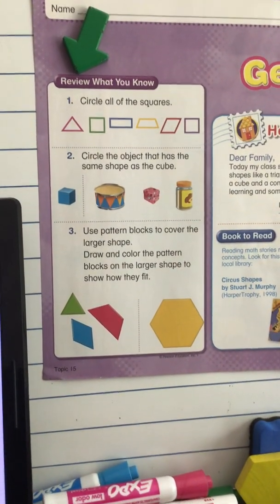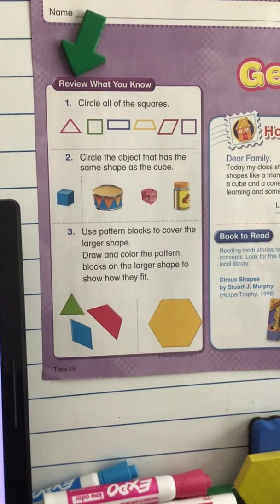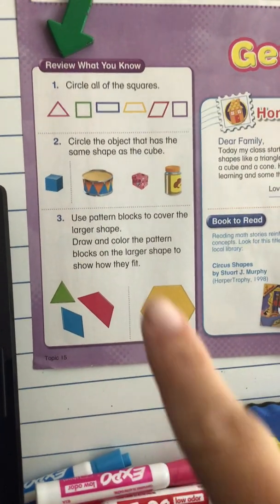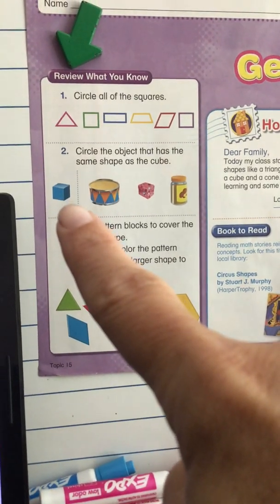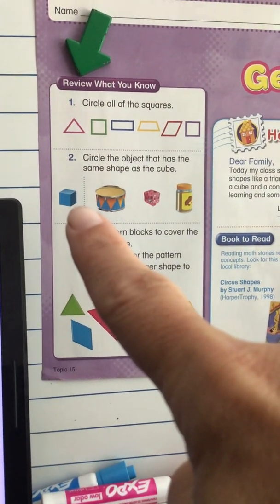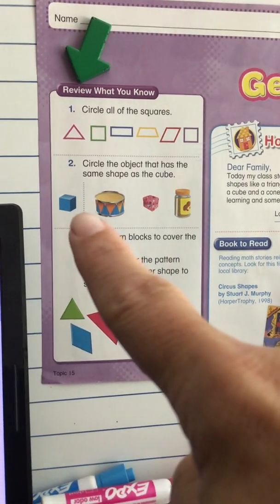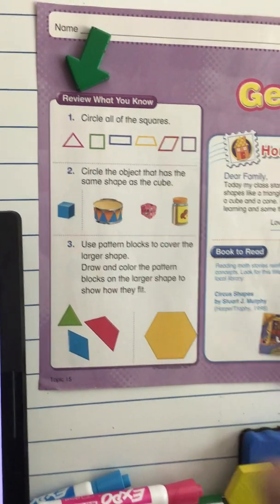Down below, number 2, circle the object that has the same shape as the cube. This is the cube that they're showing you. What other thing is shaped like a cube or a box? Hopefully you're circling this one that is shaped like the cube.